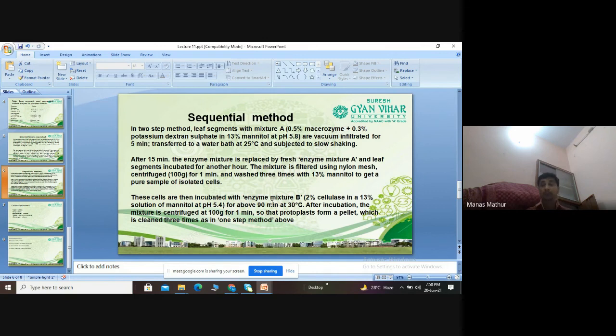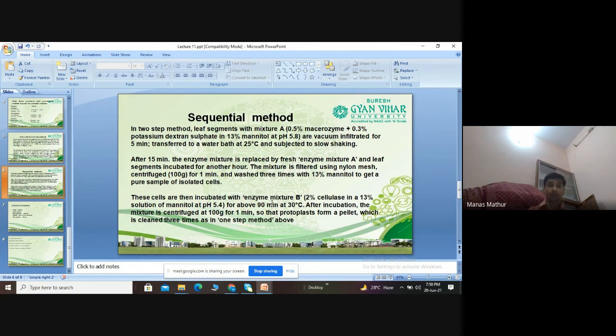And then second step, we will take enzyme B, which is what? 2% cellulase. 13% mannitol is the same in both the enzymes. The difference is only 2% cellulase. In the earlier case, it was potassium dextran sulfate. Here it is cellulase. Again, we will go for 90 minutes at 30 degrees for incubation. Then again centrifuge for 1 minute. The protoplast will come in the pellet, which is clean as discussed in the previous step. Again, we will remove the debris by pipetting. We will obtain the pure protoplast.